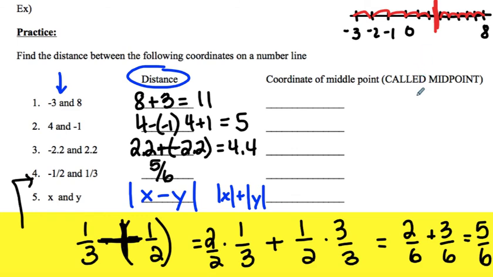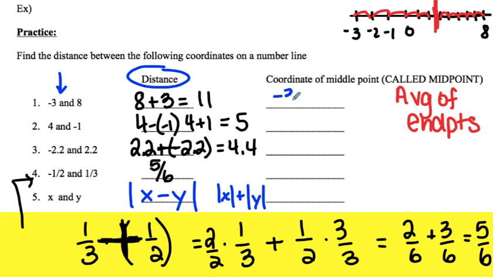But one way to find the coordinate of the midpoint, if it's directly in the middle, okay, is to find the average of the endpoints. When we want to find something that's directly in the middle of two numbers, that's actually the average. So how do we find average? We add the two numbers together and we divide by the number of numbers we have. In this case, it would be 2.